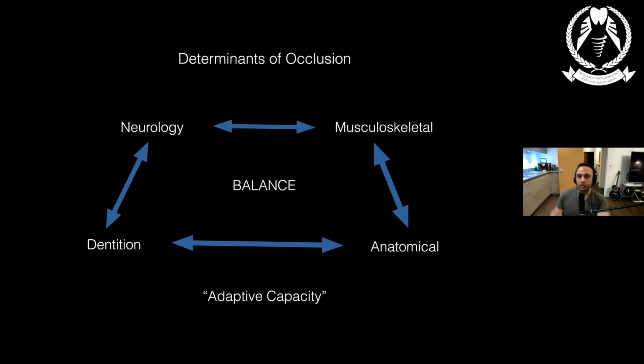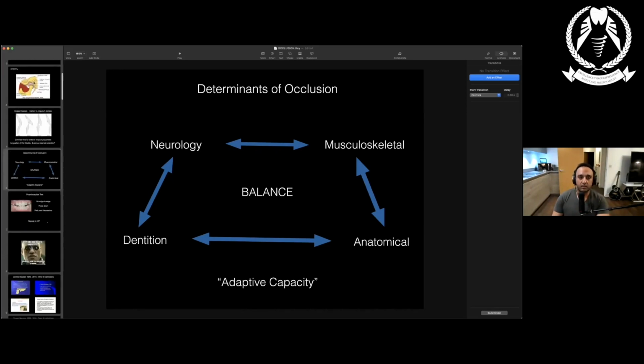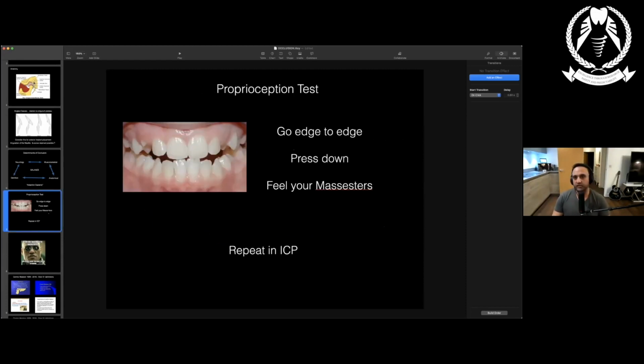And an interesting aspect is to look at the ways we can change this aspect about our patients, changing the bite altogether. There are several different ways that we'll go through. So one thing that I will talk about is something called the proprioception test.